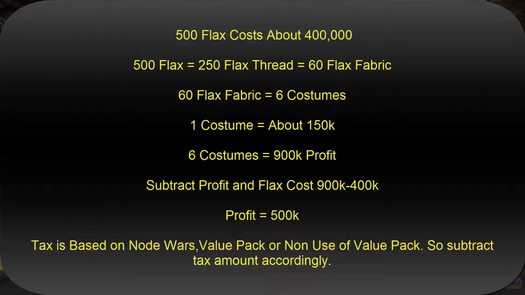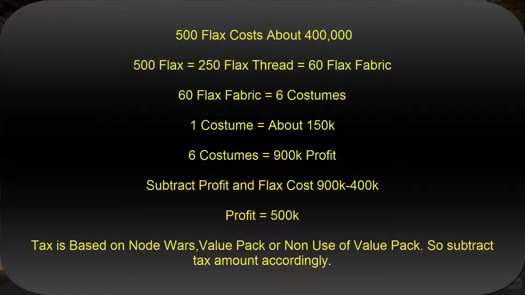Now, we have 60 flax fabric. Now we could say, okay, we can make 6 costumes. Now, how much does each costume cost? We could say each costume costs 150K. Usually that's the number it kind of sits at sometimes. It dips a lot lower than 150K, and sometimes it goes up to 210K, 220K. It just depends. Now, essentially, it's sitting at 6 costumes at 150K.